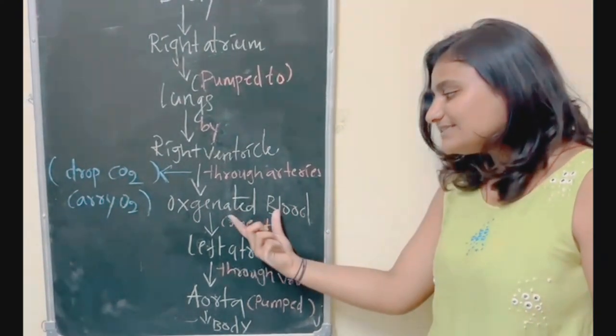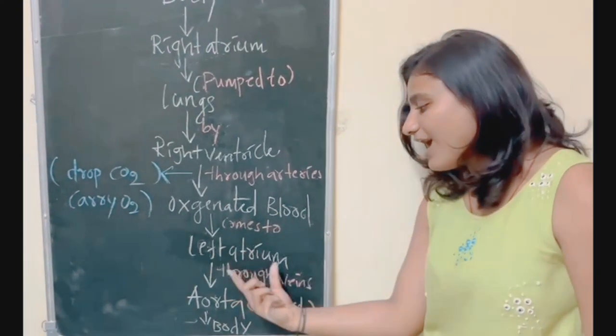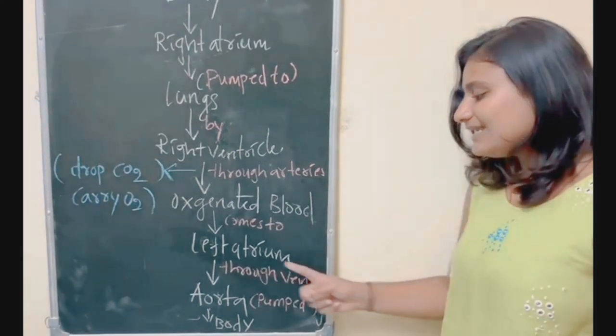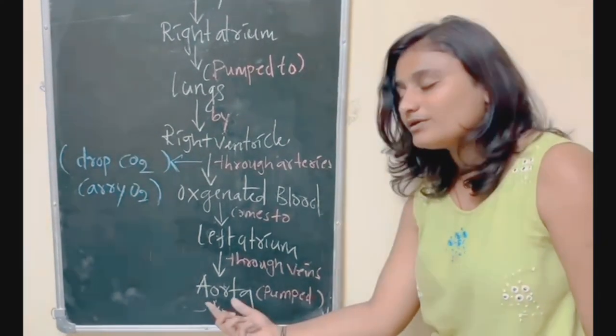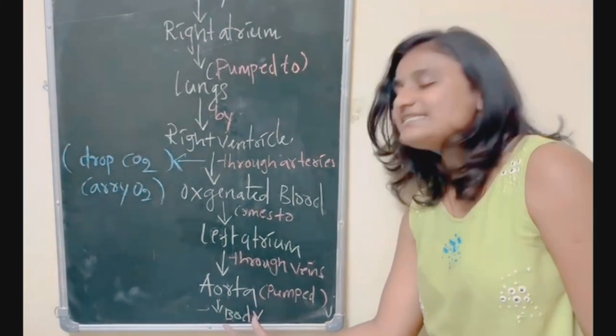So this oxygenated blood comes to the left atrium through the veins. At last it is pumped by the aorta, where it goes to all the cells of the body.